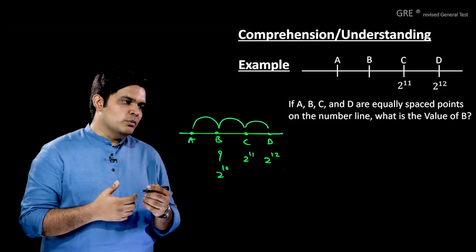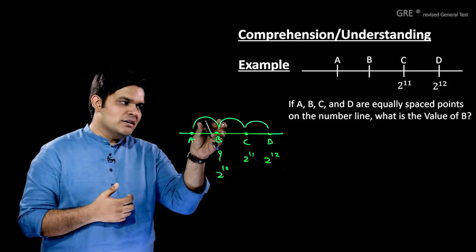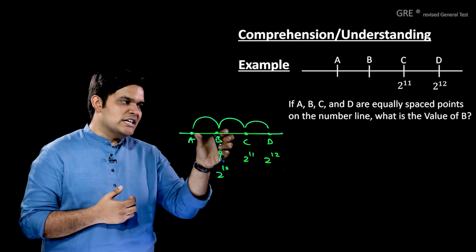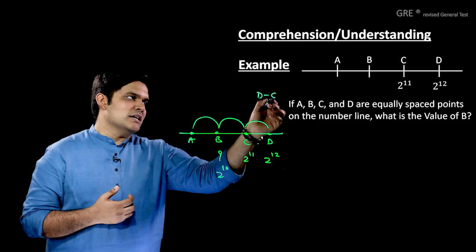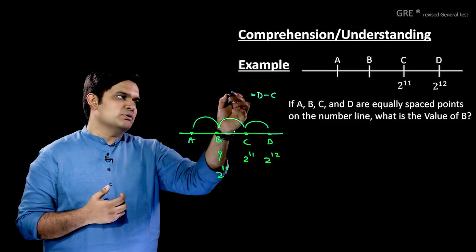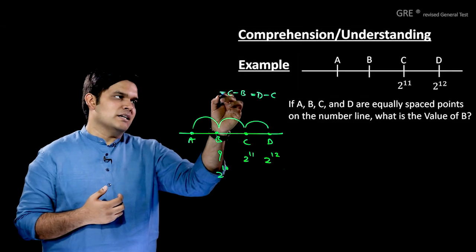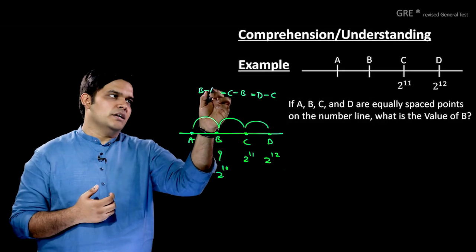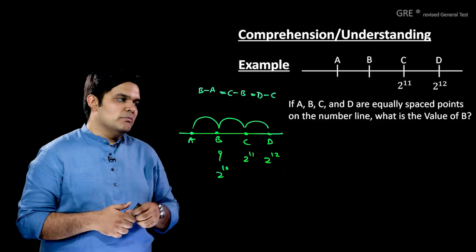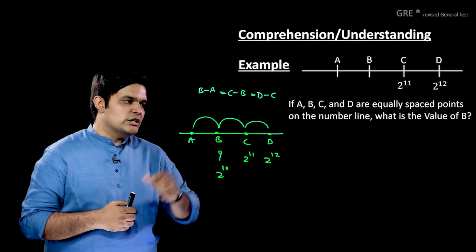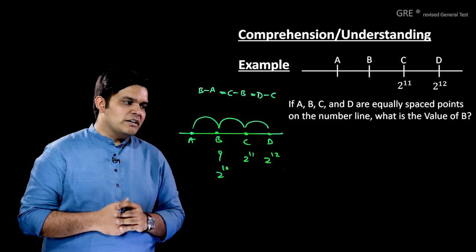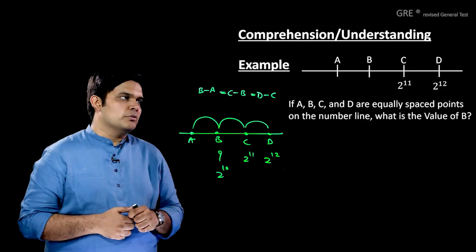If you relate here, what I'm saying is that A, B, C, D are equally spaced, which means the difference between D and C is going to be the same as the distance between C and B, which is the same as the distance between B and A. That's how I'm trying to relate, because that's what exactly is given to you. A, B, C, D are equally spaced. I'm looking for the value of B. C and D are already given to you.